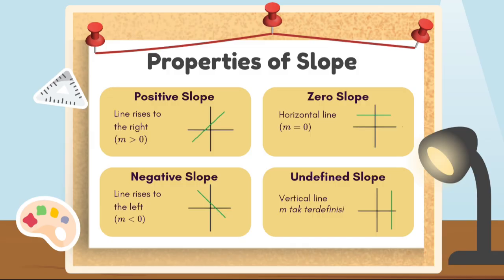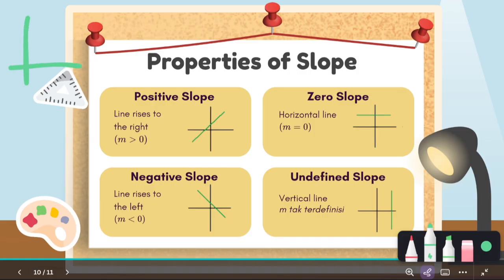Why is that? Why, when the line is vertical, is the slope undefined? Imagine we have a graphic like this, and the line passes through the points (3, 3) and (3, 1).